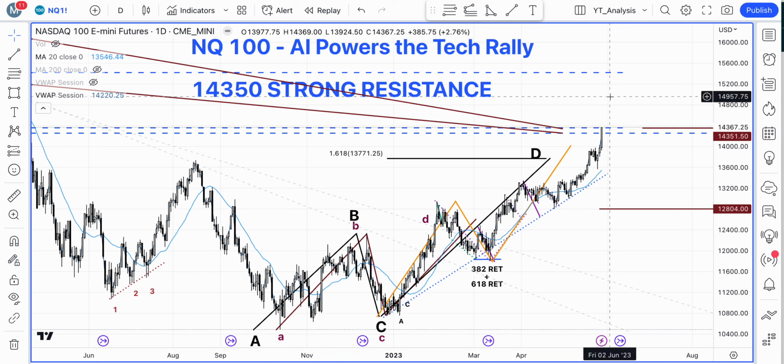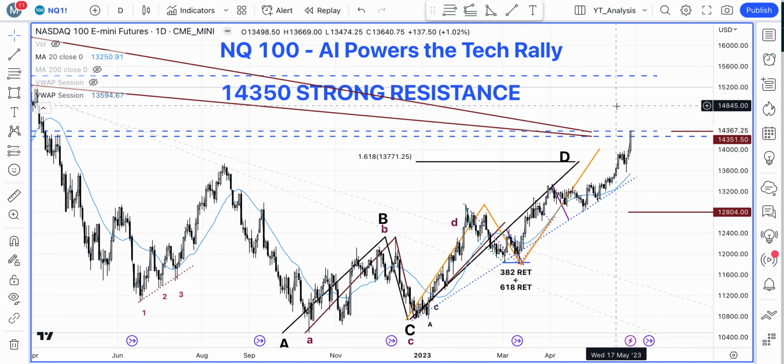So guys, what we are looking at is a daily chart of the Nasdaq 100 E-mini futures. And look at this fantastic rally that we have been having over the past 1 week. And that rally has been powered by the artificial intelligence stocks such as Nvidia.